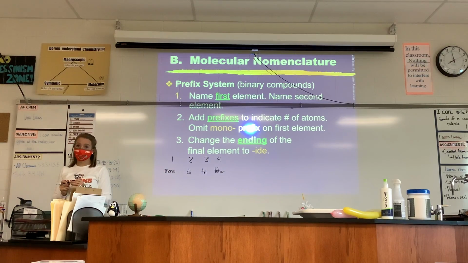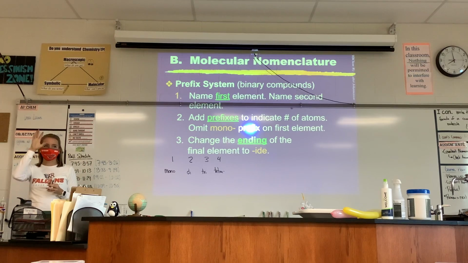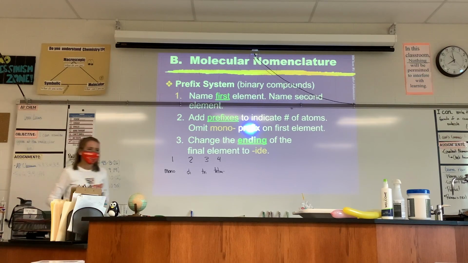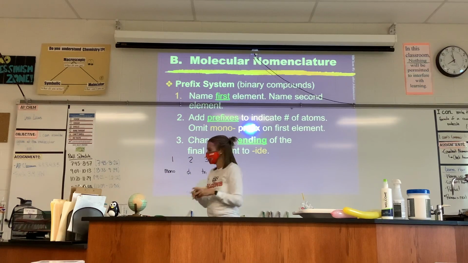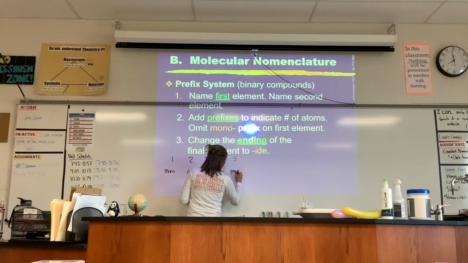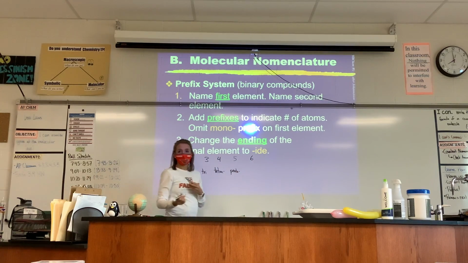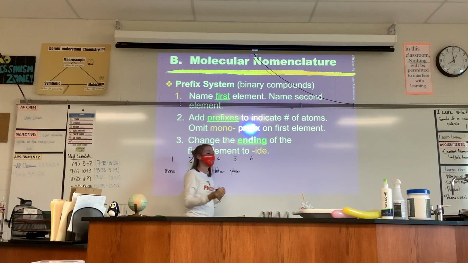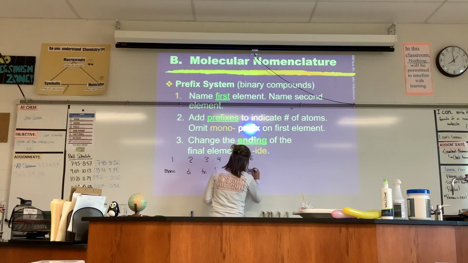If you're a Tetris fan, that can help you remember because all the blocks that fall down in Tetris are made up of 4 small blocks. Does that make sense, if you know what Tetris is? All the different shapes are made up of 4 things. 5 is penta, like a pentagon. 6 is, any guesses? Hexa, like a hexagon.